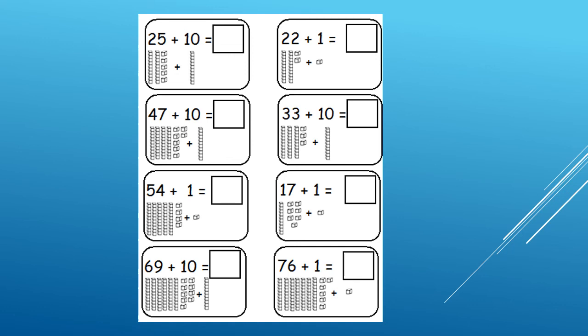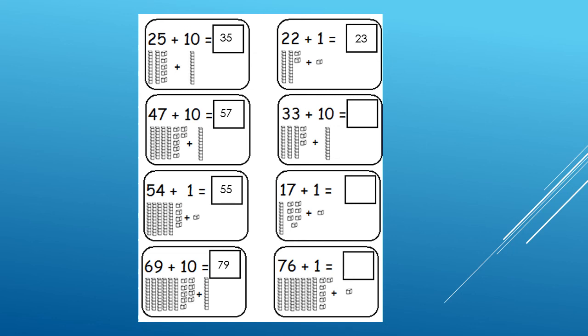If we've got 25 plus 10, we're only changing the tens column, so we would have got 35. 47 plus 10, we're changing the tens column, we're adding one more ten, which makes 57. 54 plus 1, we know we're only changing the ones column, we're doing 4 plus 1, 55. 69 plus 10, we're adding to the tens column, 79. 22 plus 1, we're adding to the ones column. 2 plus 1 is 3, so we have 23.